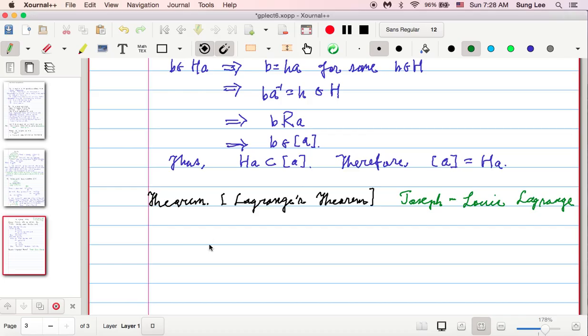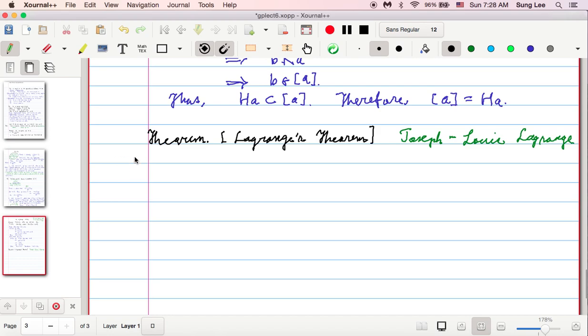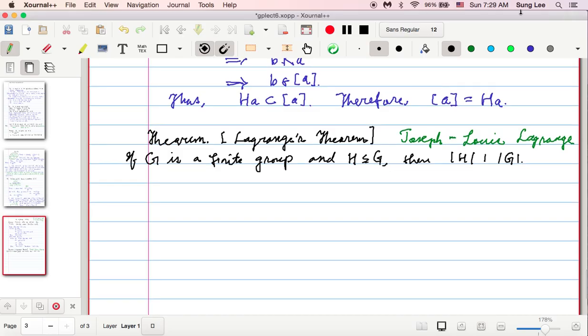So what's the statement? If G is a finite group, and H is a subgroup of G, then the order of H divides the order of G. That's the statement. Let's prove this.